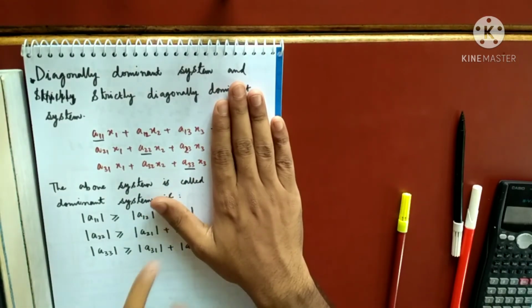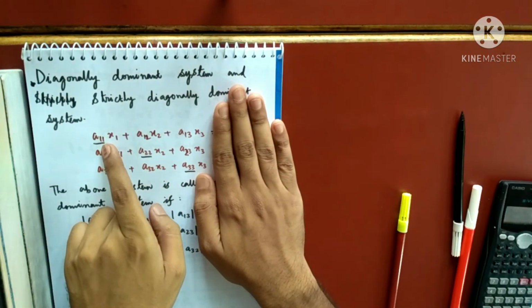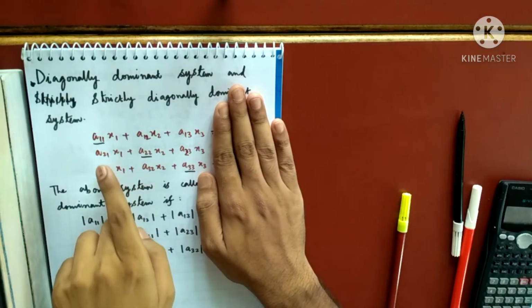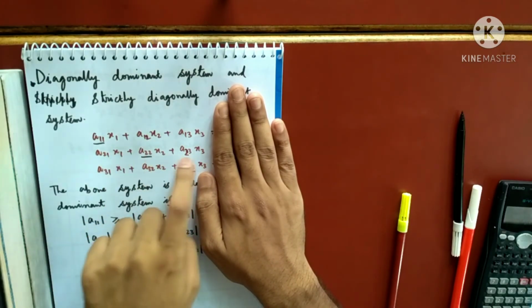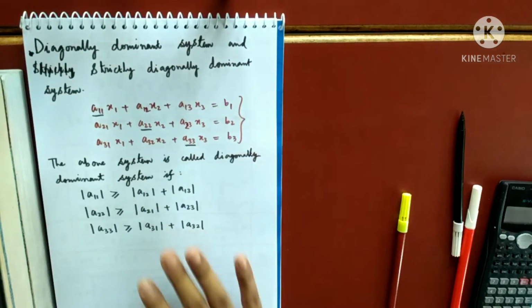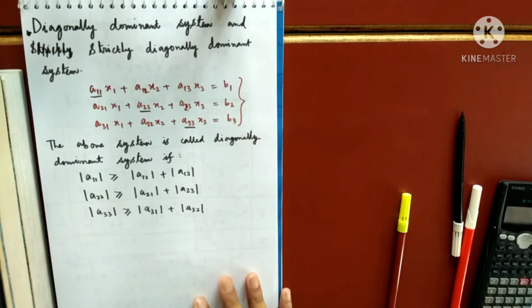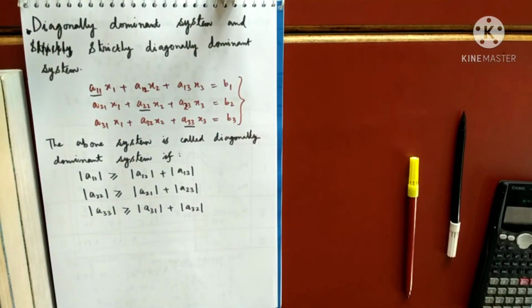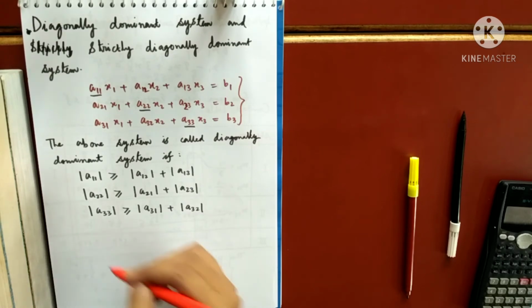Do not look at this one, just look here. So this is greater or equal to this plus this, taking the positive part only. This number is greater or equal to this plus this, and this number is greater or equal to this plus this. I'll just take an example of a 4 by 4 system, then you'll understand. Suppose I have a 4 by 4 system.